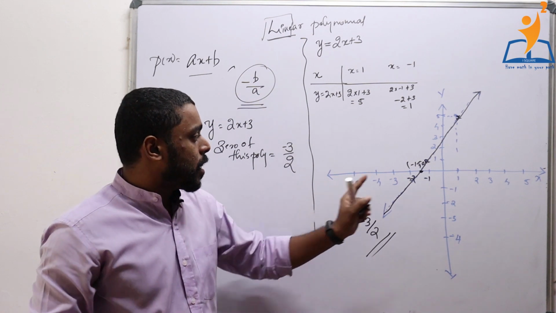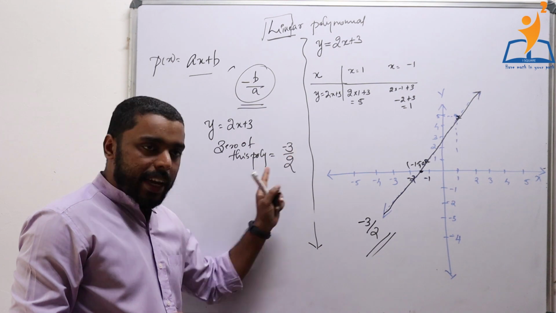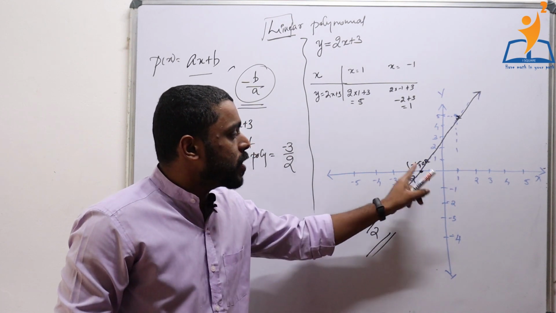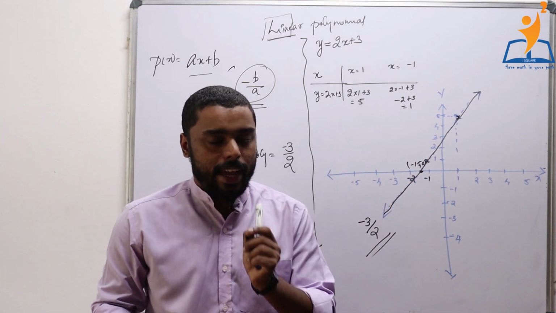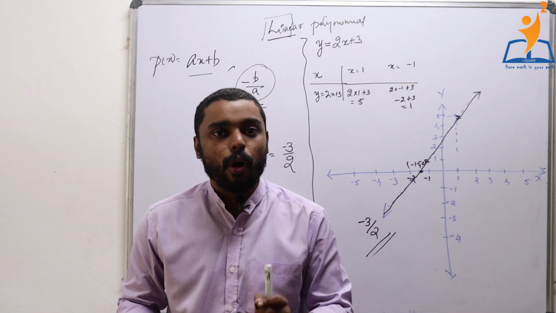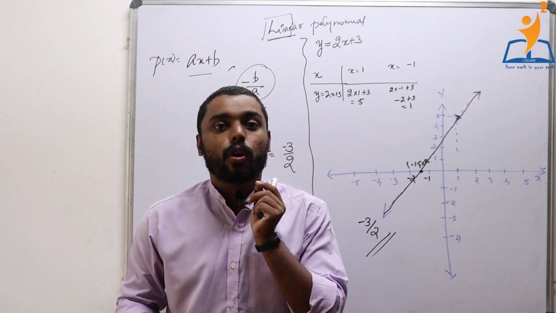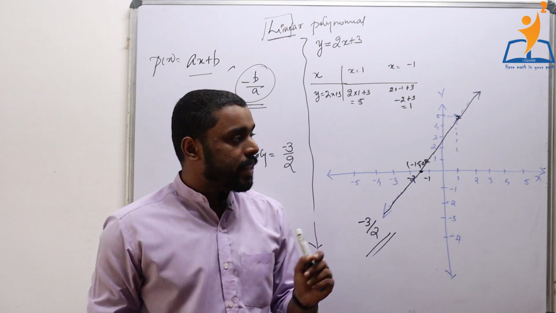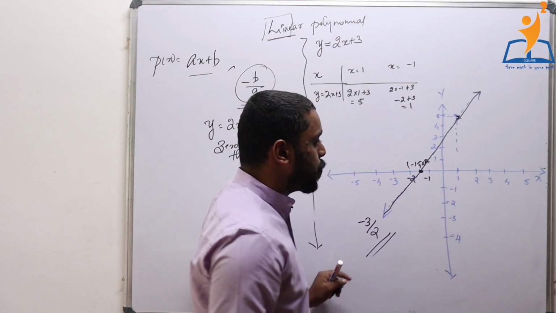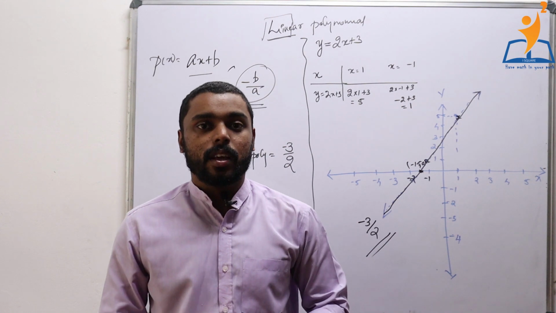Don't you feel any connection between this? See, our 0 of this polynomial was minus 3 by 2, and minus 3 by 2 is obtained when this graph crosses the x-axis. So we can say that for any linear polynomial, the 0 will be on the point of the x-axis where the straight line or the graph of the function crosses the x-axis. That is, whenever the line crosses the x-axis, we can find a corresponding x point here, and that will be the 0 of the function. Clear?